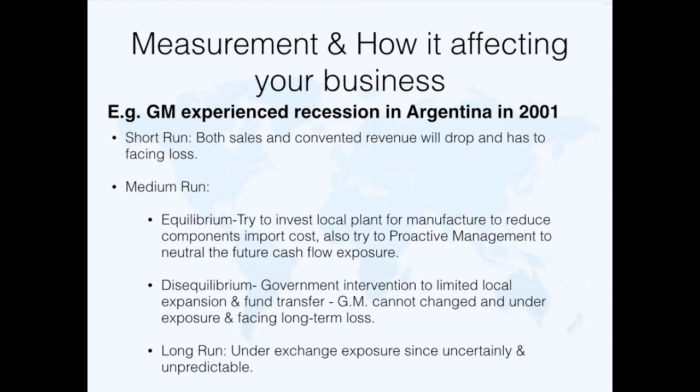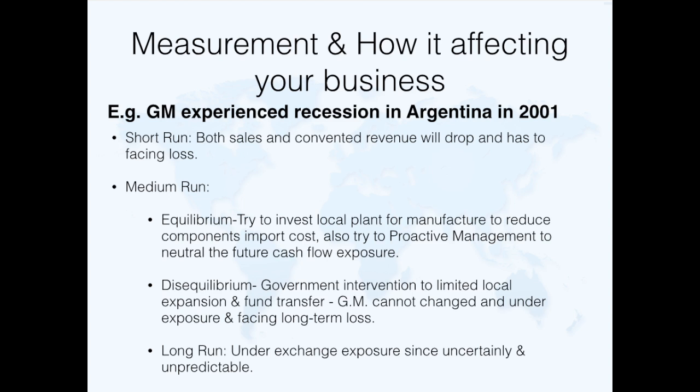Here is an example from General Motors. General Motors experienced a recession in Argentina in 2001 on account of the depreciation of the Argentine peso. The sales and converted revenue dropped, and General Motors faced a loss and could not do anything.